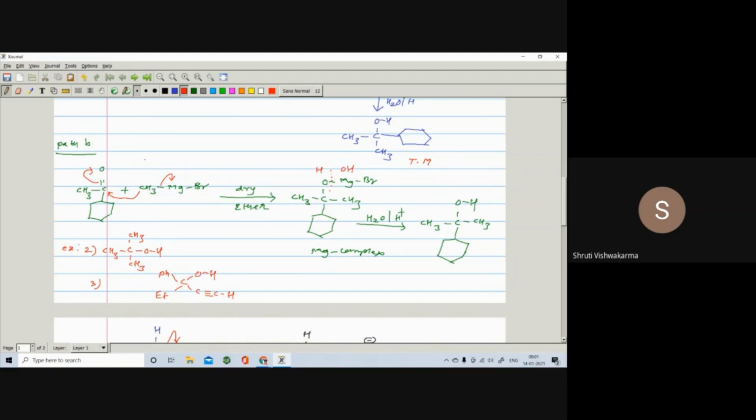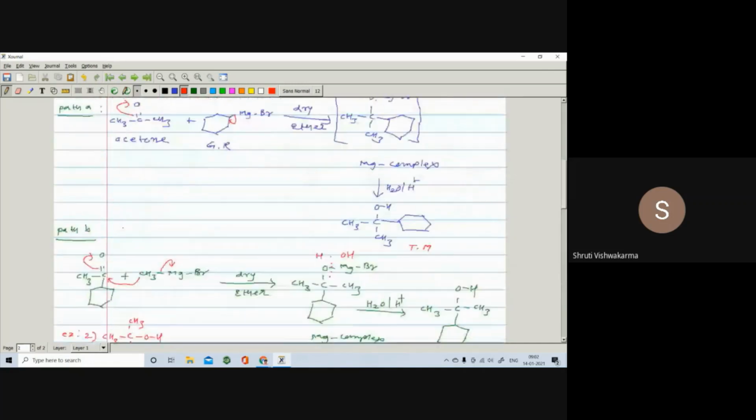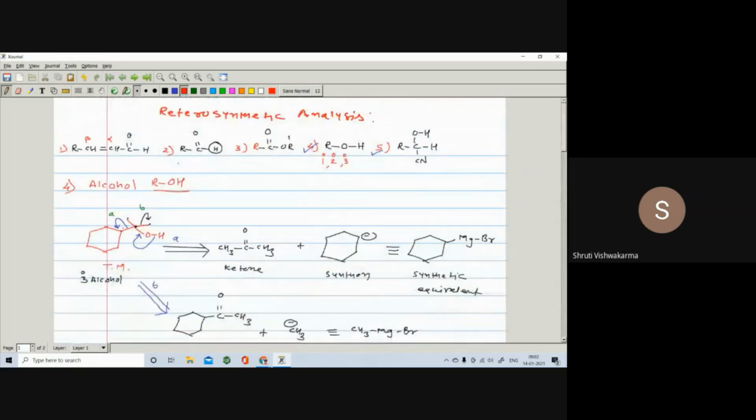Now let us see the next examples of cyanohydrin. We have taken one example, and you can carry out its disconnection. Now let us see the next example, that is from the alkyl halide.